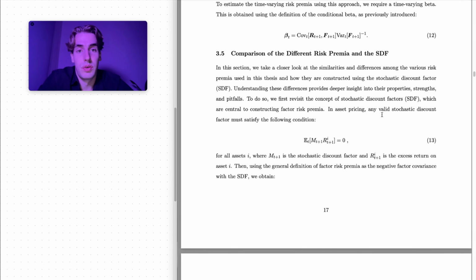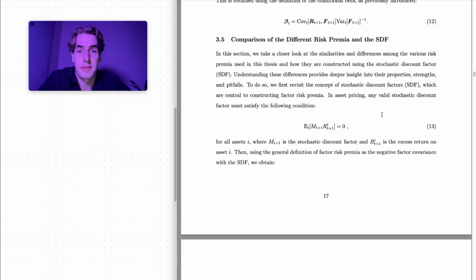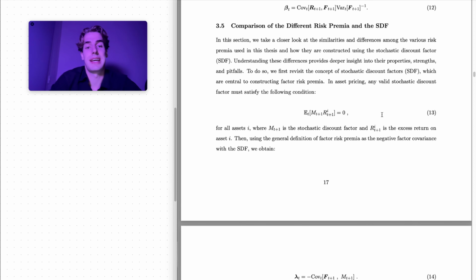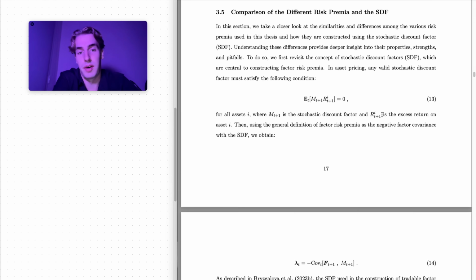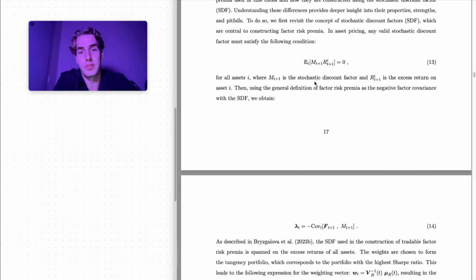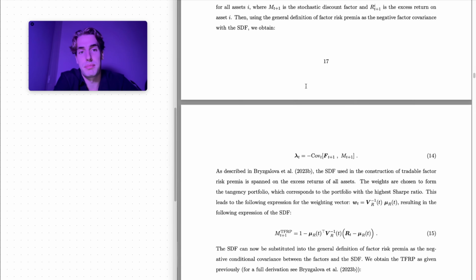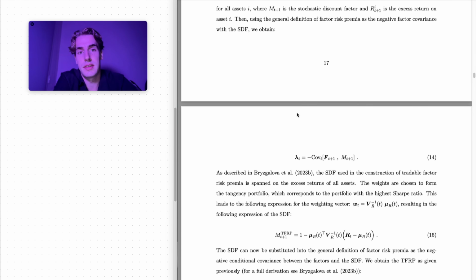Well, then we look at a quick comparison of how the stochastic discount factors, or how the risk premia, are constructed using the stochastic discount factors in the different assets. And first of all, we get the most essential known equation to start with. And with that, we can write down the general definition of the factor risk premia as the negative covariance of the factors with the stochastic discount factor.